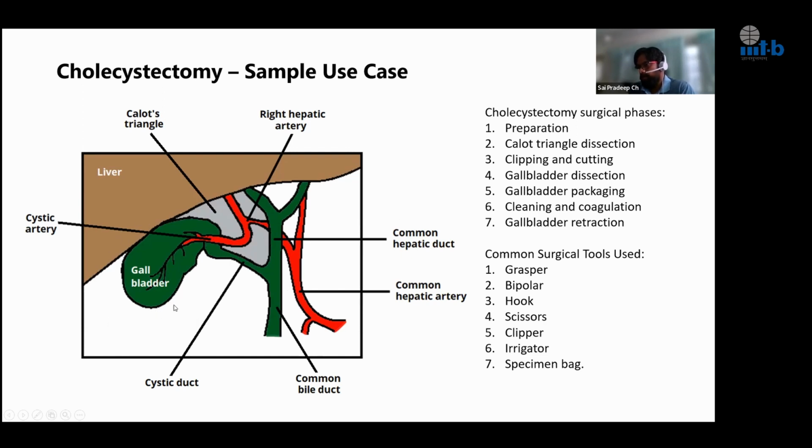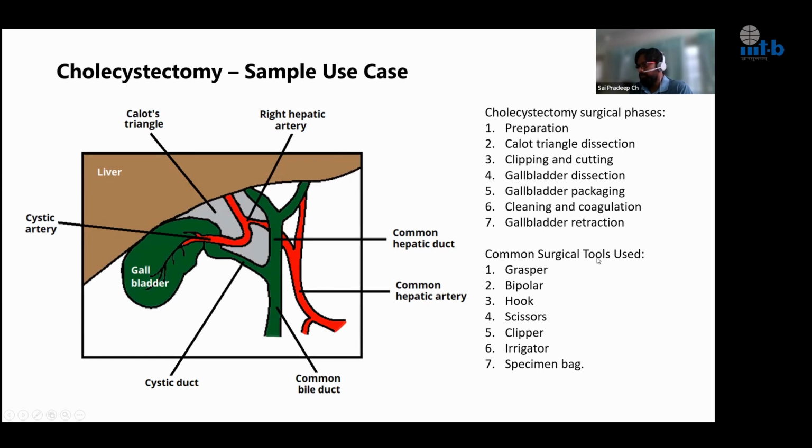So widely accepted surgical phases for this particular surgery are 7. The first one would be the preparation stage, then the Calot triangle dissection, then clipping and cutting, gallbladder dissection, gallbladder packaging, cleaning and coagulation, and gallbladder retraction.